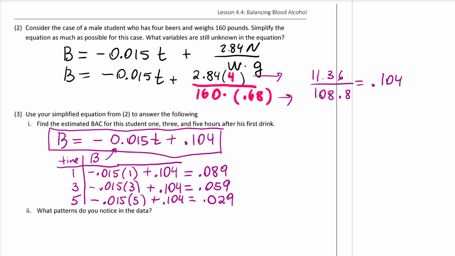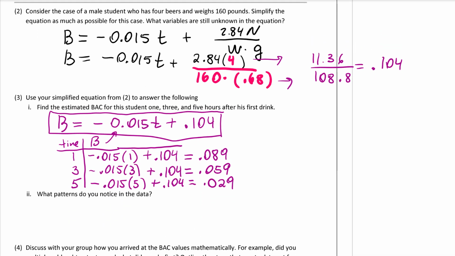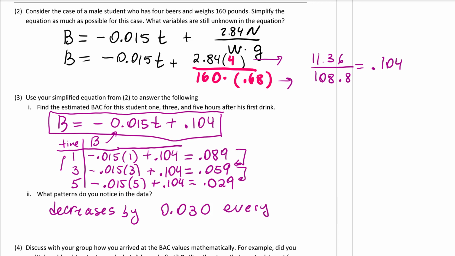So what do you notice about the BAC? Right, it's going down. Very good. Can we say a little bit more? Do you notice anything about the way it's decreasing? I'll give you a moment. Yes, it decreases by the same amount. If you look at the difference, it decreases by 0.030. Look at the numbers. Every how long? Look at the numbers right here.